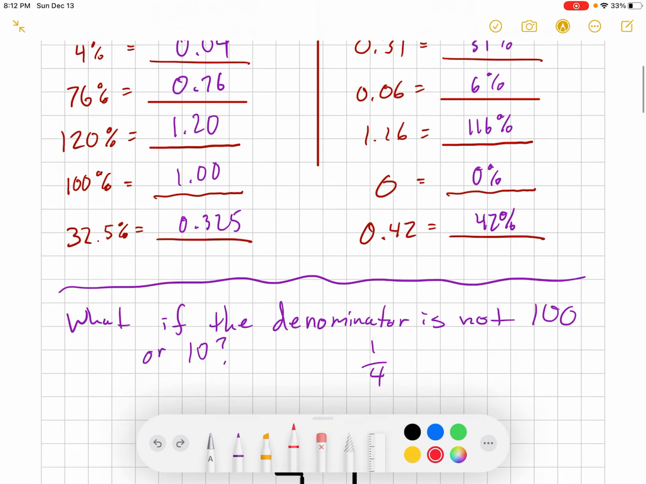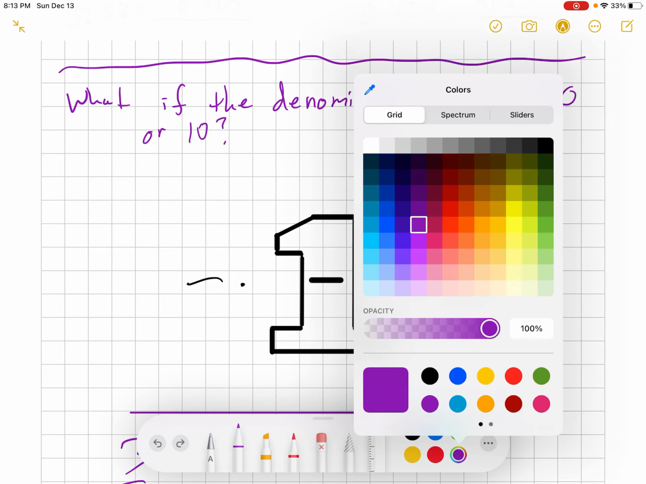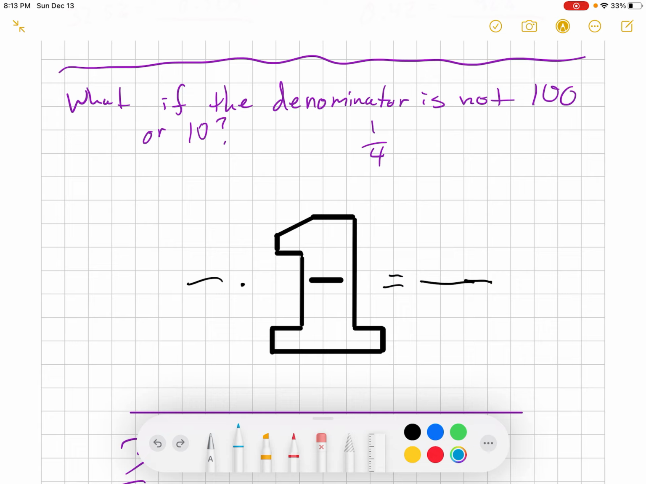Okay. All right, let's move into some of our newer stuff that ties into what we're working on. What if the denominator is not 100 or 10, right? Like this one here, this 1/4, right? Well, we can make that a fraction out of 100, can't we? So we put the 1 and the 4 in here, right? And we can use that giant 1. Our giant 1 is going to be 25 25ths, to give us 25 hundredths.